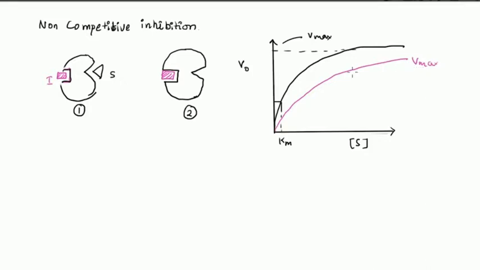Right? But one thing that happens is that although the Vmax is lowered, since the substrate concentration is not changed, the Km remains the same. The Km does not change. Only the Vmax changes. Right? So this would be Vmax by 2 for the normal one, and this would be Vmax by 2 for the inhibition.